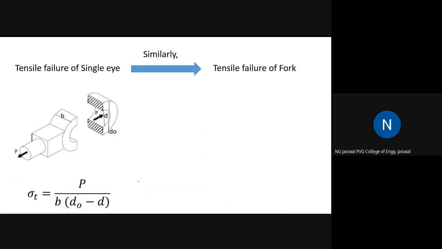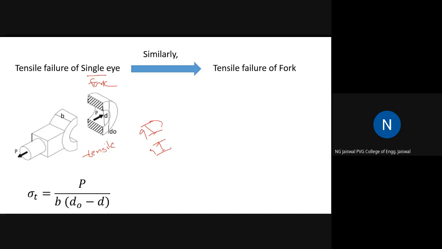Now, this we said just now is a tensile failure of the single eye. On similar lines, there can be a tensile failure of the fork. The difference is that here there is only B length available. In the fork, there is another leg, which will also have some other dimension. This is say A and this is also A. So there are 2 lengths in the fork.